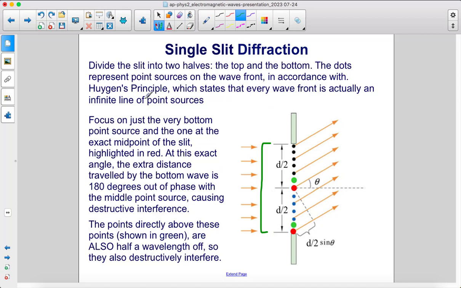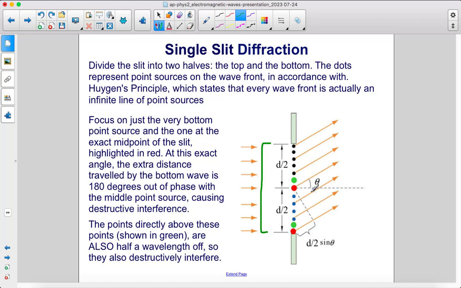All right, so Huygens principle states that every wavefront is actually an infinite line of point sources. So we can draw an infinite number of point sources all the way down here. Technically, this is not infinite. I think there's about 12 of them. But let's focus on just the very bottom point source and the one right at the midpoint. Those are both in red.